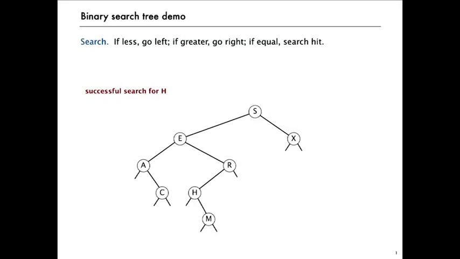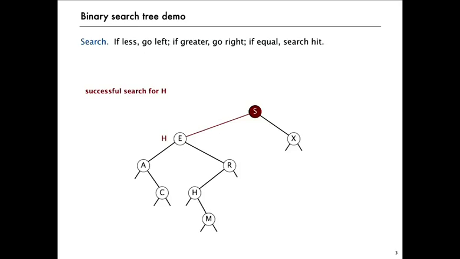To do a search for the key H in this tree, we start at the root and compare our key against the key at the root. In this case, H is less. All that says to us is that if H is in the tree, it has to be to the left, because everybody to the right is greater than S. So we move to the left and compare H against the root of the left subtree.